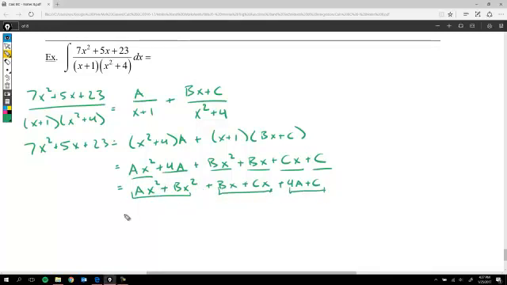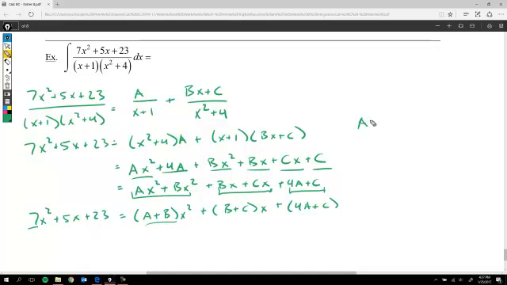Right, and again, I'm going to factor out now. So (A plus B) x squared, (B plus C) x, and then just 4A plus C is my constants. And again, this is all equivalent to 7x squared plus 5x plus 23. Okay, so I can set up my system. So I know A plus B has to be equal to 7. I know B plus C has to be equal to 5. And 4A plus C has to be equal to 23. Okay, so we can solve this, and it's not too bad.